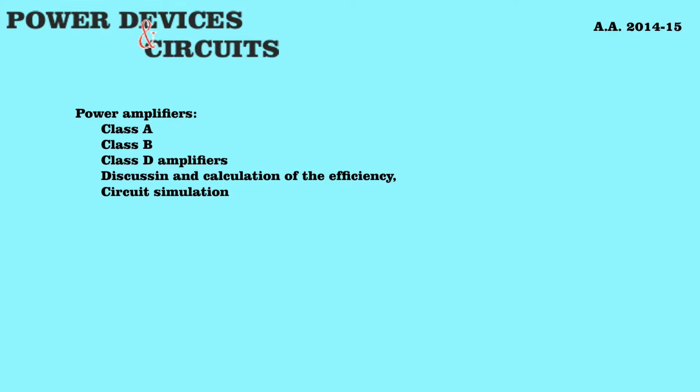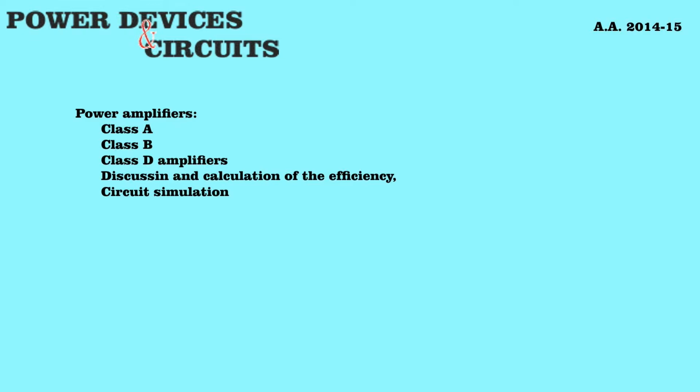In class B amplifiers, usually there will be two power devices, because one of them will conduct for just 180 degrees, just half of the cycle. So this means that usually you have another device that will conduct for the rest of the period.